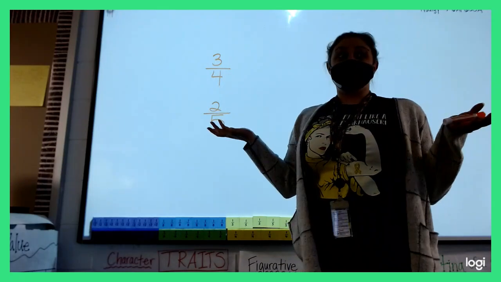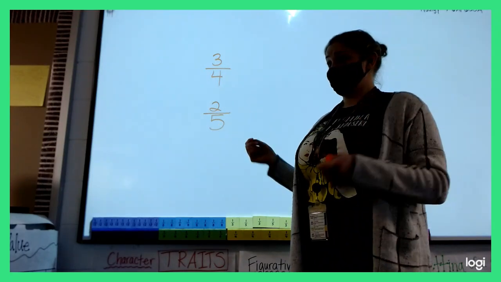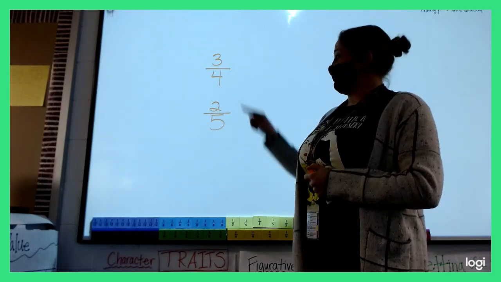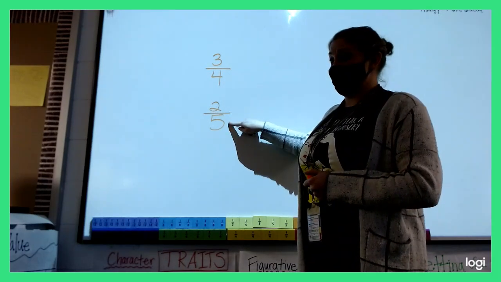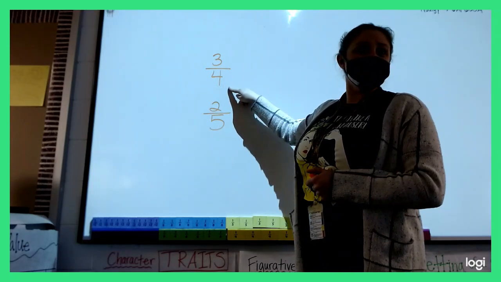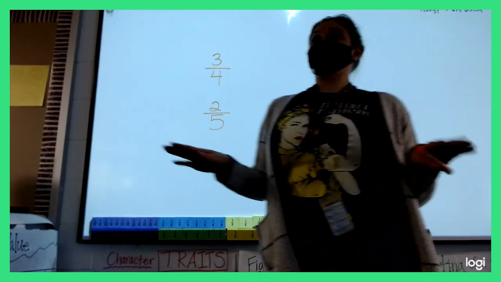Why is that hard? Zoe? Because... Can I multiply 4 by anything to get a 5? Or the other way around? No. So our plan won't work, okay? There is a really easy way to do this.